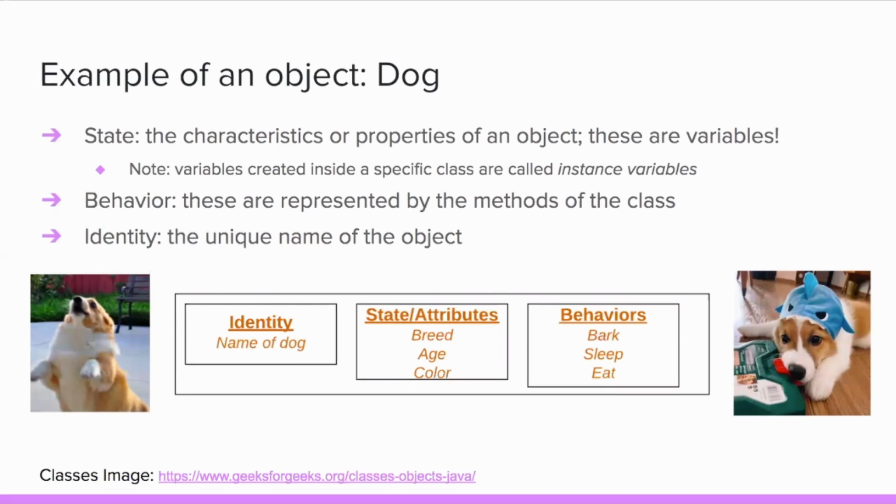To understand how to use an object, let's look at a dog as an example. There are three primary aspects we need: the state, behavior, and identity. We need the state, or the characteristics or properties of an object, which are also the variables. More specifically, variables created inside a certain class are called instance variables. The behavior is represented by the methods of the class, and the identity is the unique name of the object.